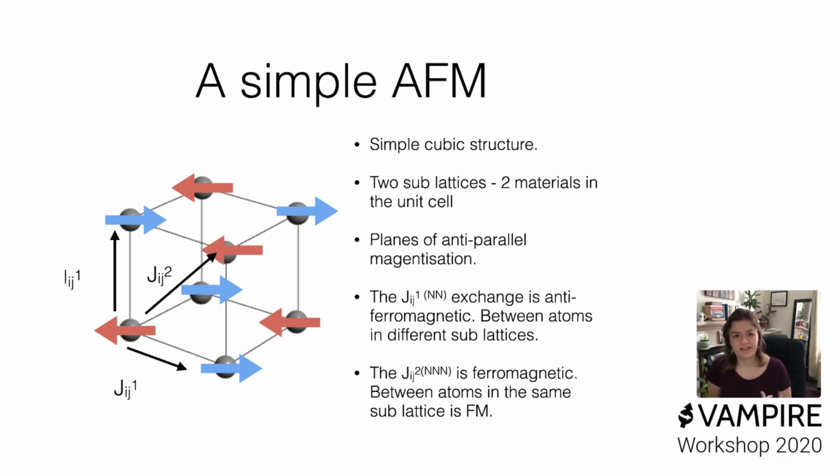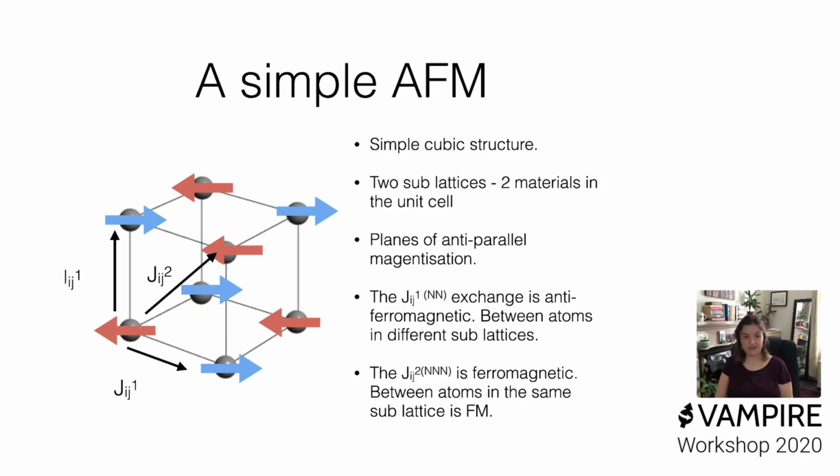So we're going to start by modelling a really simple uniaxial antiferromagnet. So our antiferromagnet has a cubic substructure. It has 2 sublattices. So you need 2 materials in your unit cell file. The 2 sublattices have planes of anti-parallel magnetisation. So as you can see here, we've got 2 sublattices, one blue pointing this way and one red pointing this way. So we have 2 exchange interactions going on.